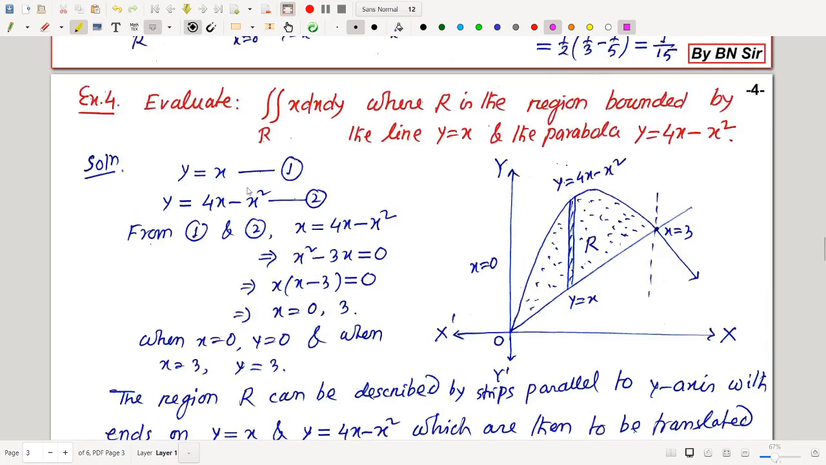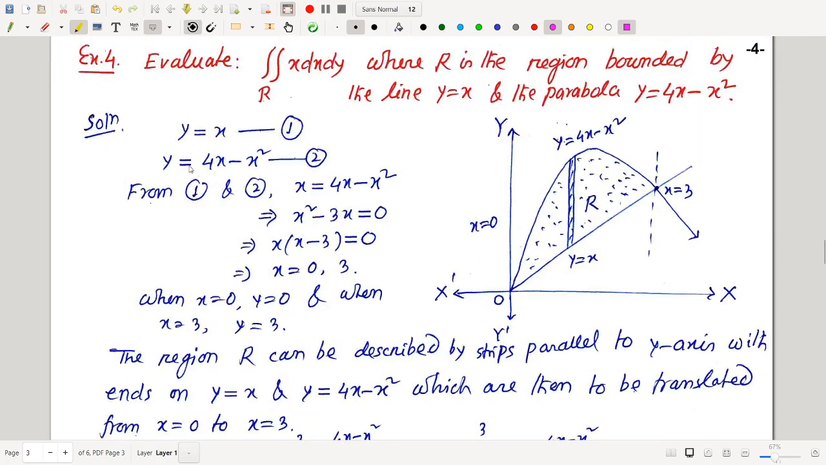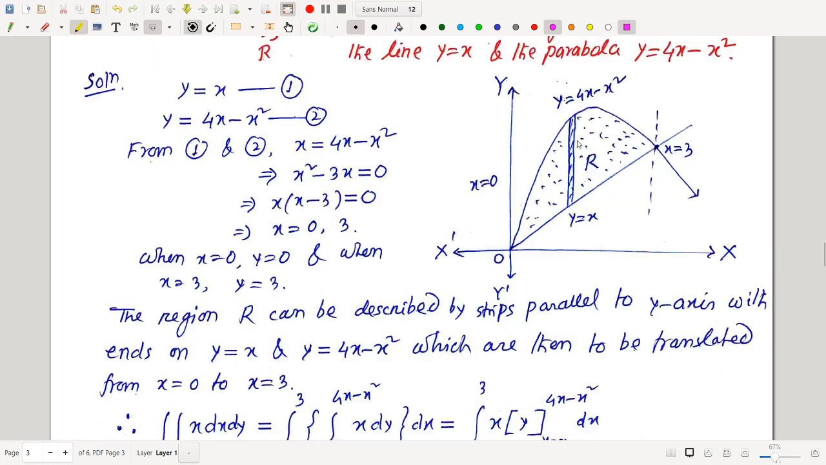So when x is 0, y is 0. When x is 3, y is also 3. So the line and the parabola meet at the origin and 3 comma 3. And in y equal to 4x minus x square, it is minus x square. That's why it is concave down. So the figure is roughly like that. This is the parabola y equal to 4x minus x square. And this is the region R as given in the question. R is this shaded region.